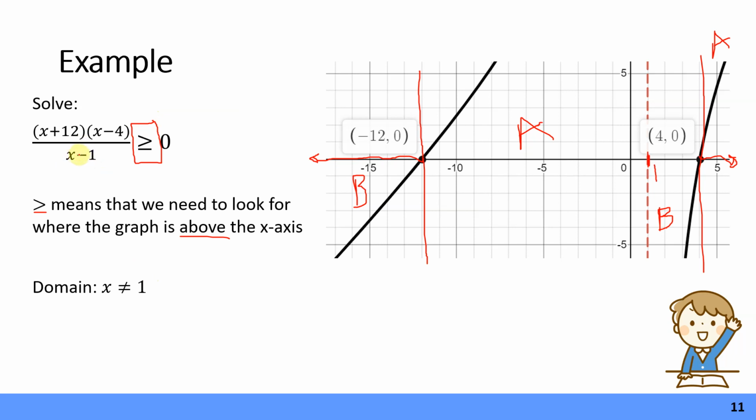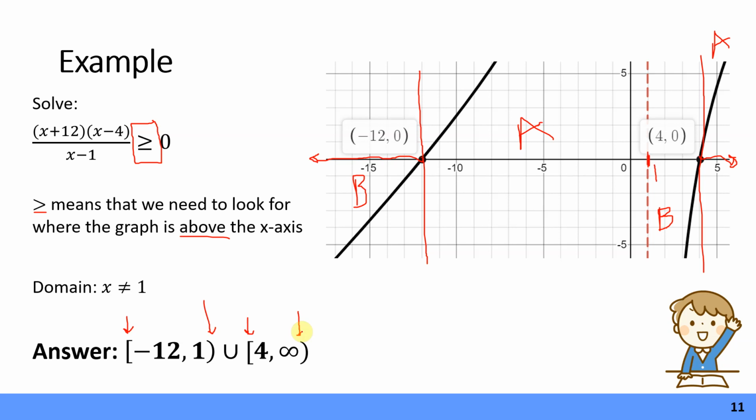It comes from the denominator. So my answer is going to be, like we said earlier, negative 12 to 1, bracket, because that's what the symbol says up here. Here we would also have a bracket, but since the 1 is excluded from the domain, we have to put a parentheses. Union, the 4, which is going to have a bracket because, again, it's a number. And then all the way to infinity, and we know that infinities always go with parentheses. Okay, so there we go.